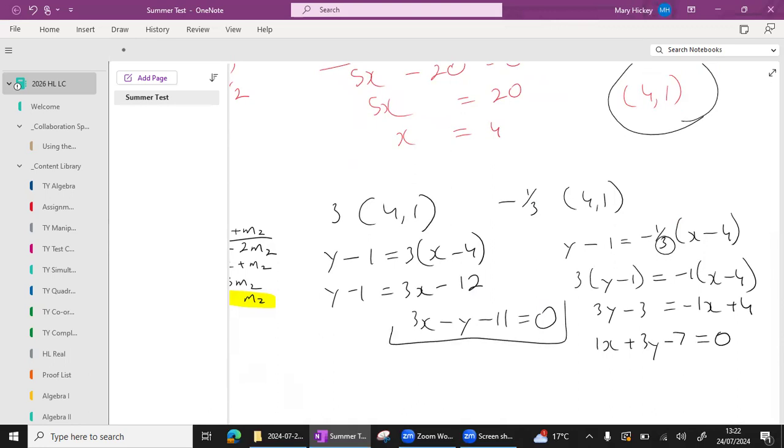So my final answer for the two possible equations of n are 3x minus y minus 11 equals 0, and x plus 3y minus 7 equals 0. And that's the end of that particular one. Okay, so I'll stop the video there.